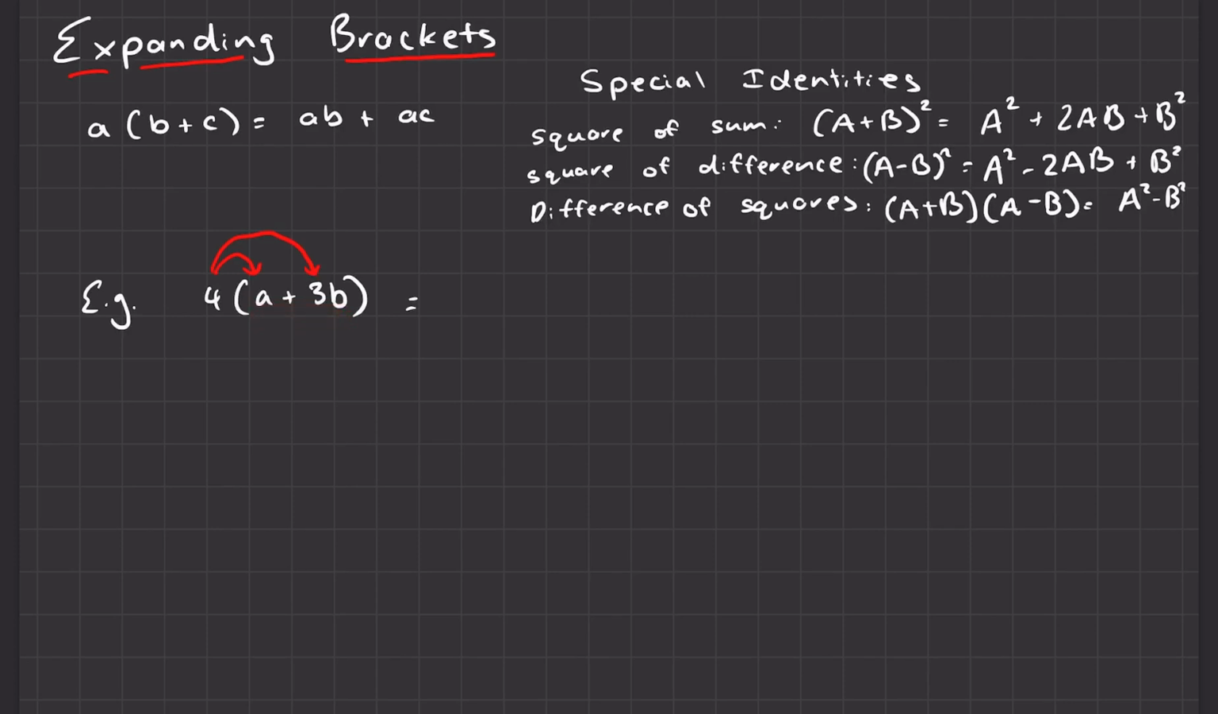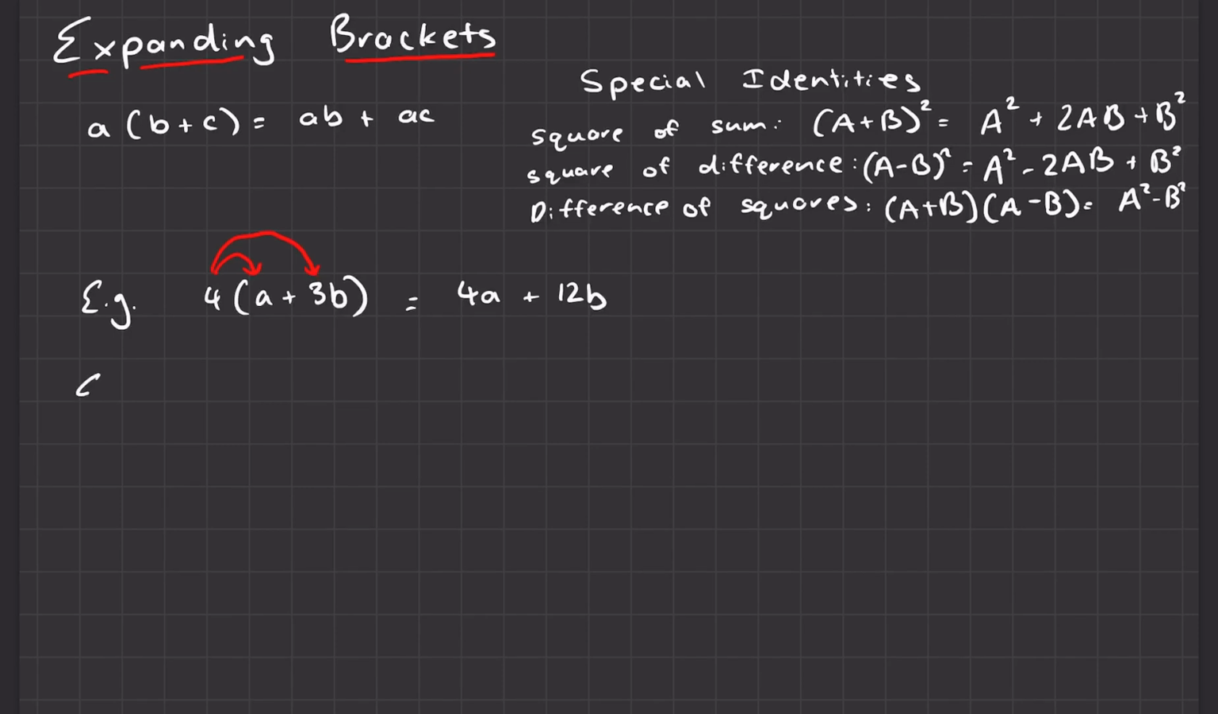The first step in this would be doing 4 times a, which becomes 4a. The second step, as you can see the second red arrow, would be 4 multiplied by 3b. This would become 12b. So that's the first example.